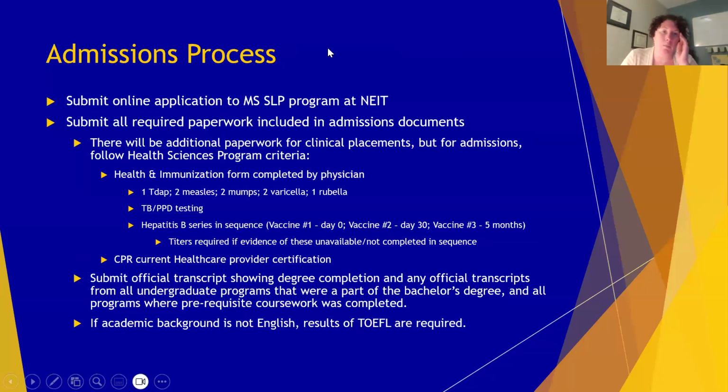So, an overview of the admission process: you would submit the online application and submit all the required paperwork and admissions documents. There will be additional paperwork for clinical placements, in terms of what you're required to have for Department of Health regulations, to be allowed to work and complete your clinical outplacement settings. For admissions only, the health and immunization record completed by the physician is required, and there are specific things included in that. Again, our admissions officer will provide you with more specific written information about all of those different things.